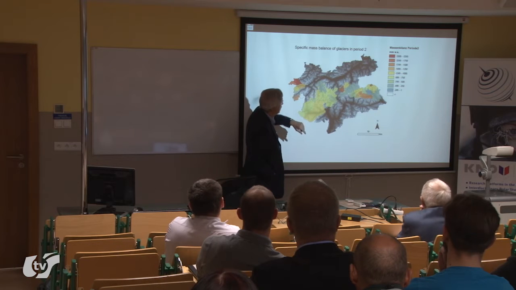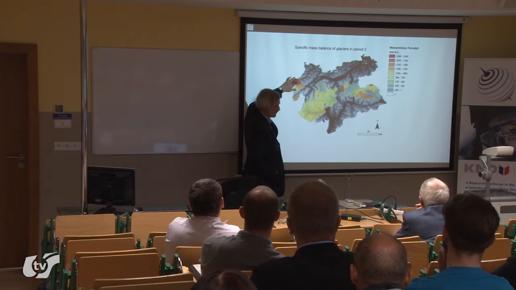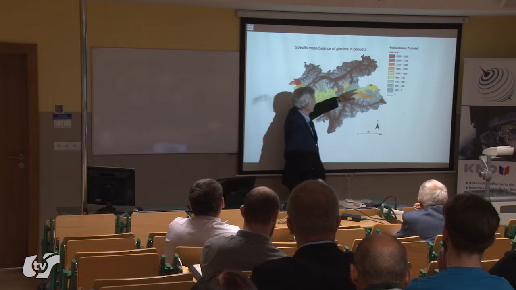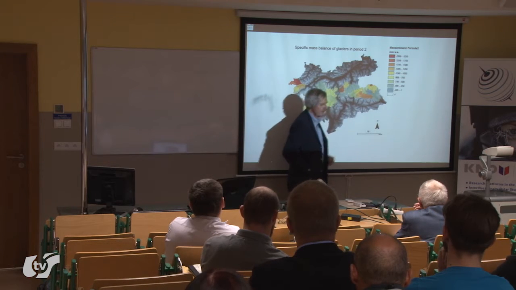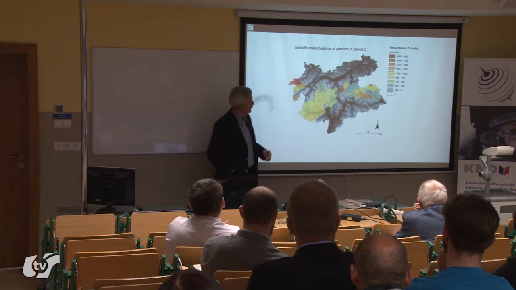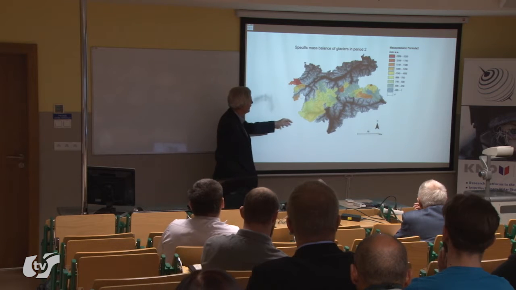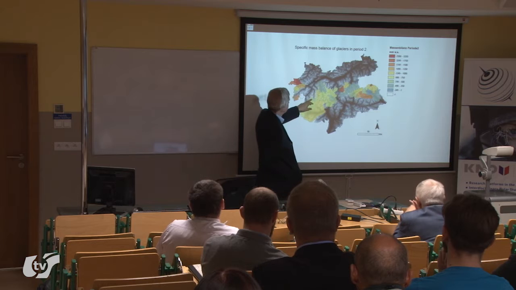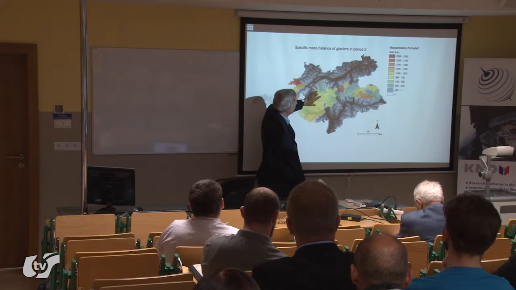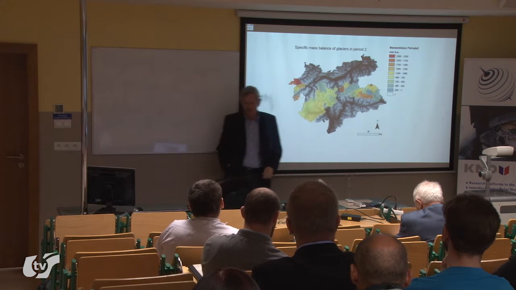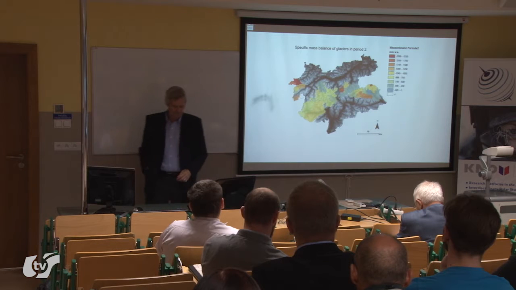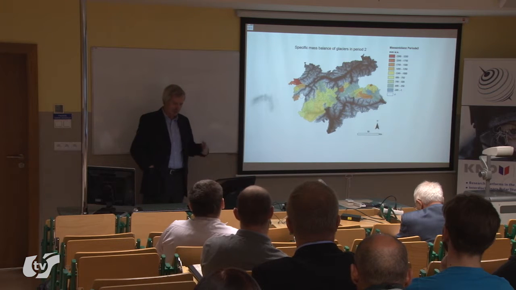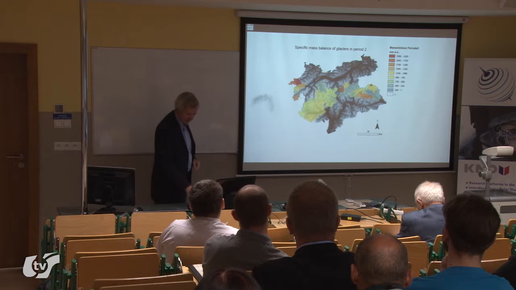And the basins with very small low-lying glaciers have the largest losses of more than 3 meters water equivalent per year, and others had intermediate values around 1 meter of water equivalent per year, which is typical in the entire Alps.